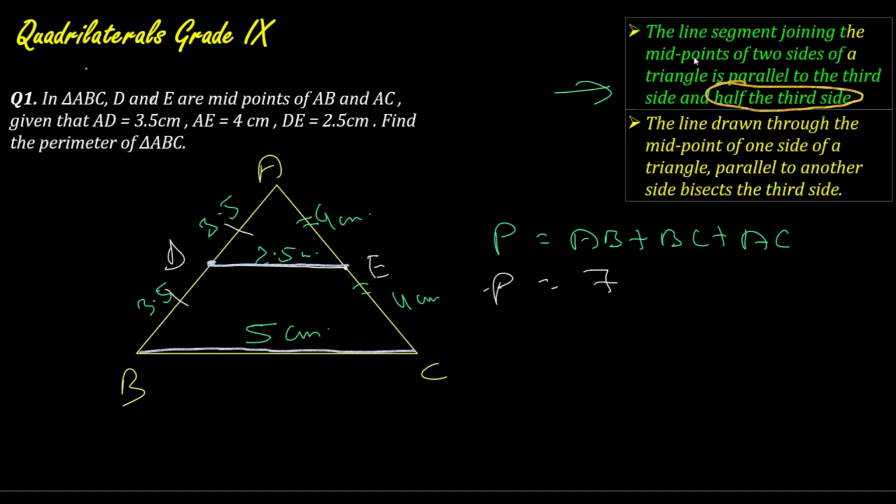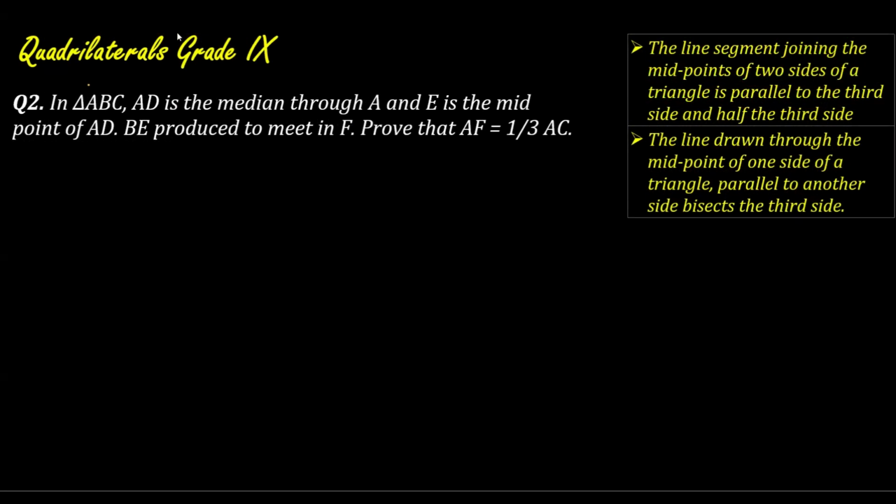Now from here we can get the perimeter. AB, I can see, is 3.5 plus 3.5, that is 7. BC is 5. And AC is 4 plus 4, that is 8. So the perimeter comes out to be 7 plus 5 plus 8, that is 20 centimeter. Let's move to the next.